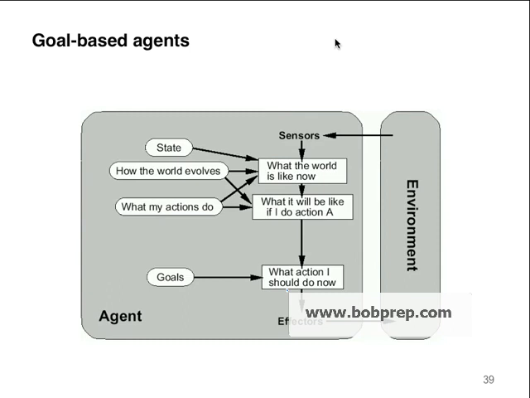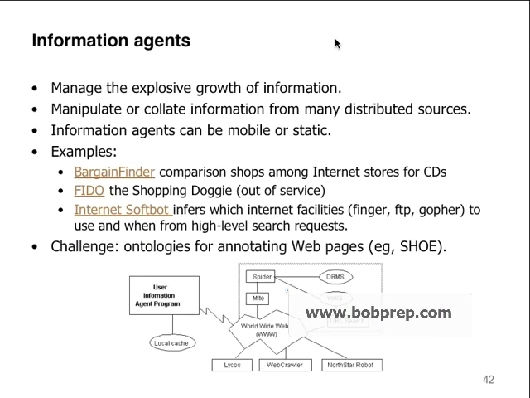So we looked at the different types of agents, and now what we're doing here at the end is looking at information agents, and this is the search engine, the last type of agent I forgot to cover here. It manages the explosive growth of information. So the information agent or the search agent that's part of your Google or your Yahoo is the key to information retrieval on the internet for most people.